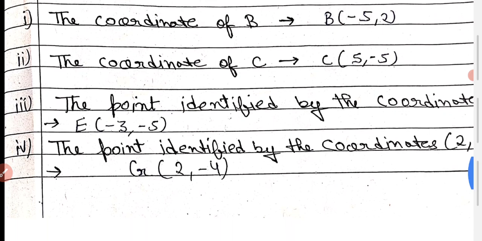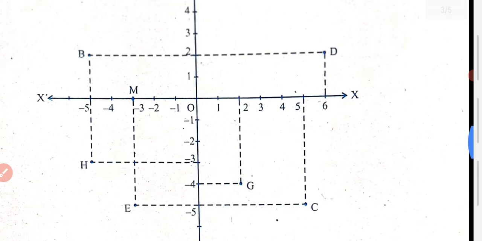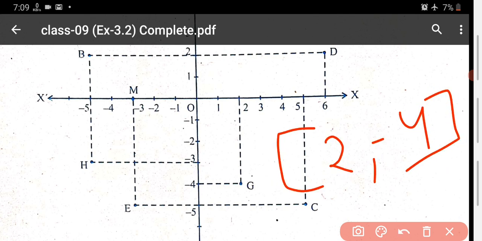Okay. Now next question is the point identified by the coordinate 2 comma -4. So what is the point? Point is 2 comma -4. Now you have to identify the name of that point.